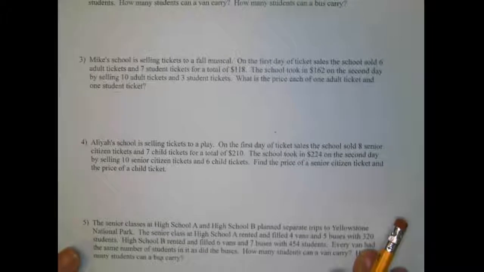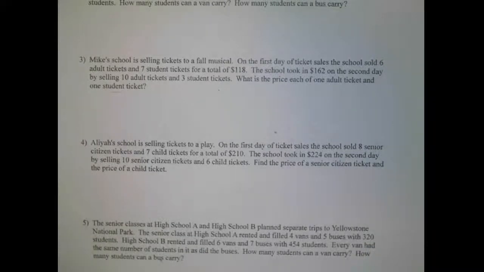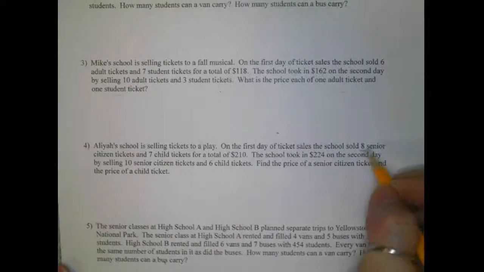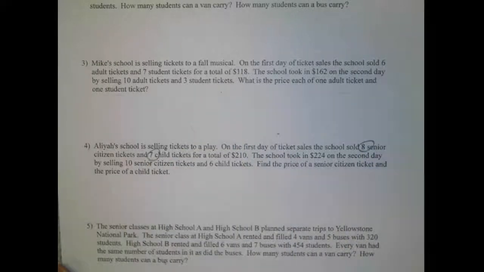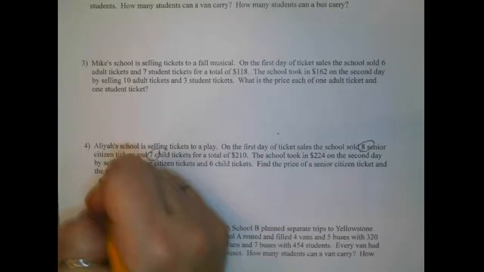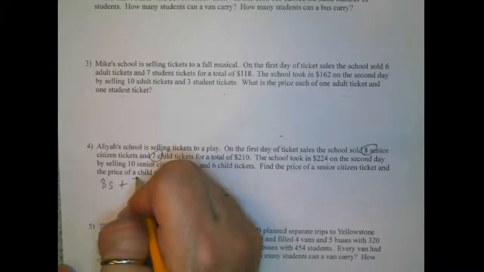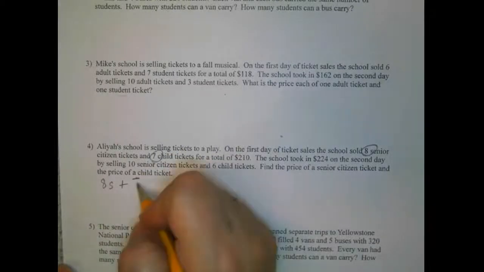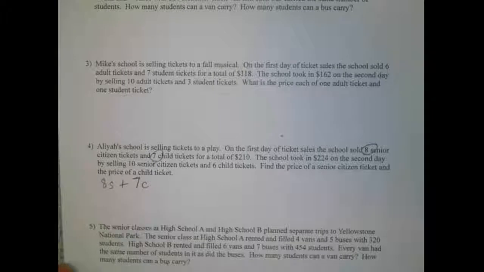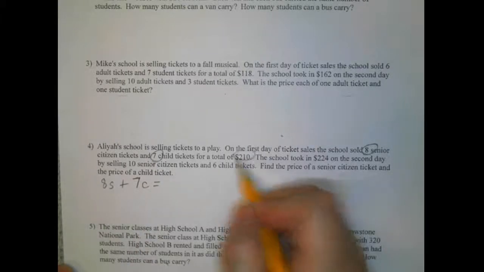Let's look at number 4. Aaliyah's school is selling tickets to a play. So we have a new event happening. It's not cakes and pies. On the first day of ticket sales, the school sold 8 senior citizen tickets and 7 children tickets. So we can say 8 senior, right? And how many children? 7. Thank you. 7 C. And how much money did they make that day? $210.